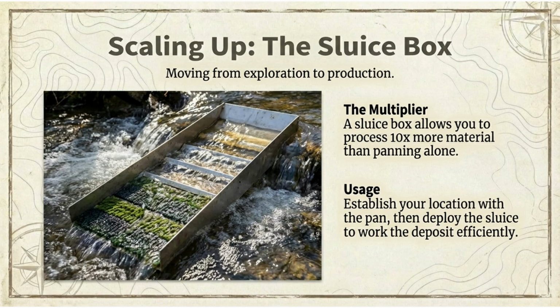Scaling up. The sluice box. The multiplier. A sluice box allows a prospector to process 10 times more material than panning alone. Usage. First, establish a location's viability with a pan. Then, deploy the sluice to work the deposit efficiently.